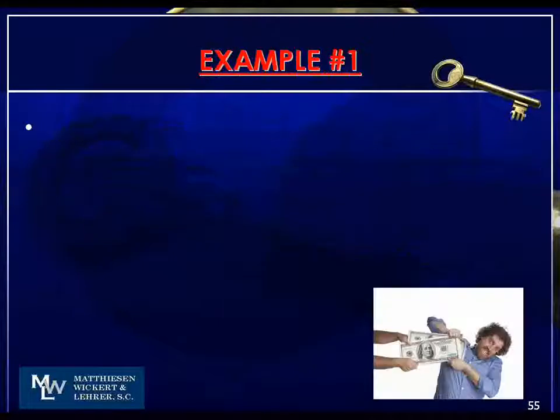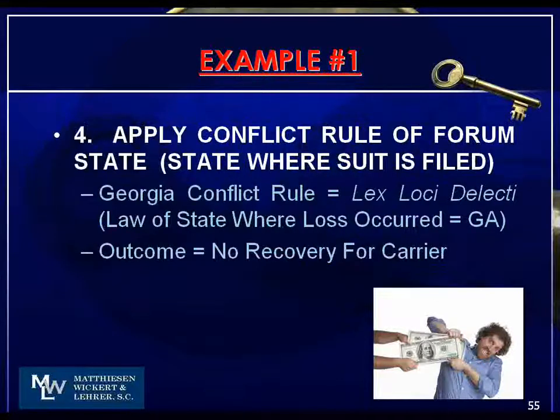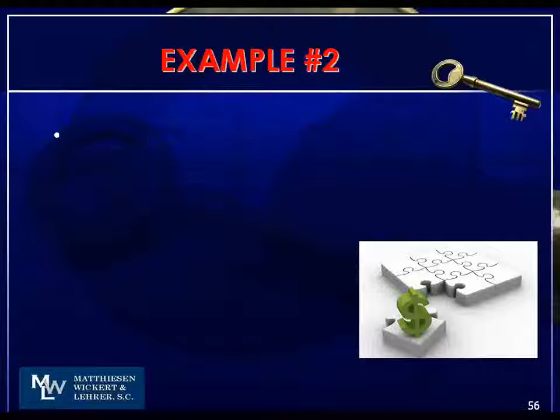If there's no conflict, it doesn't matter which state's law you apply. But if there's a conflict and different outcomes, you then apply the conflict rule of the forum state, the state where the suit is filed. If the suit is filed in Texas and Georgia benefits are paid, you apply Texas law. If the suit is filed, as in our example, in Georgia, you apply the Georgia conflict rule, which is lex loci delicti, the law of the state where the loss occurred, which is Georgia, which means you apply Georgia subrogation law, which means no recovery for the carrier.